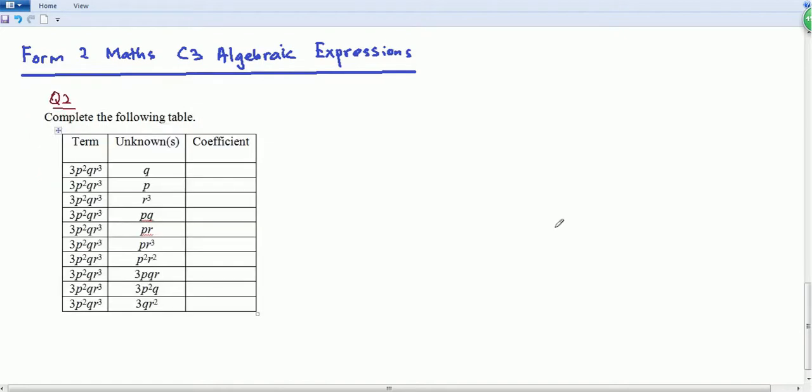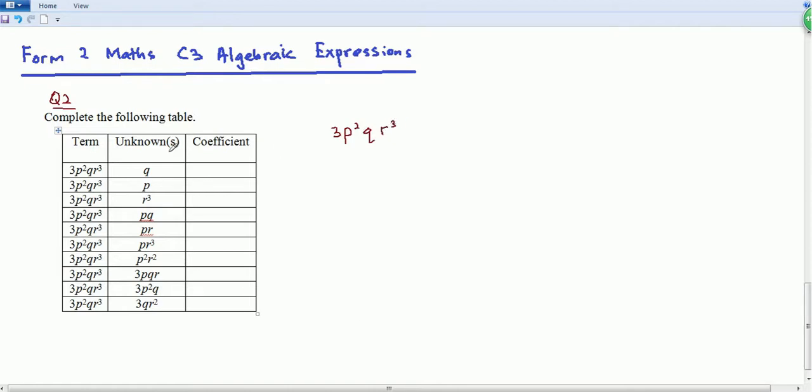Okay, for this question, we need to find or write out the coefficients for the involved unknown. So for the first part, we look at A. 3p squared q r cubed. So now for this part, we need to state the coefficient for q. Okay, for this question is actually very easy. When we want to state the coefficients for q, we just ignore the q. The rest we copy. Okay, now we have 3p squared q r cubed.